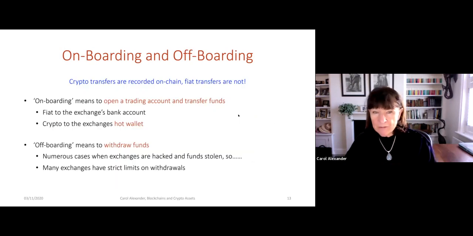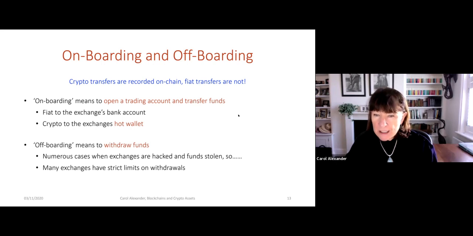So onboarding and offboarding refers to the loading up of fiat to an exchange once you've got an account. But it's not recorded on the blockchain. Only the, if I were to onboard Bitcoin to Coinbase, that would be on the Bitcoin blockchain. But if I were to onboard Tether to Binance, that would be on a blockchain, not quite sure which, because Tether rides on lots of different blockchains. And offboarding means to withdraw funds.